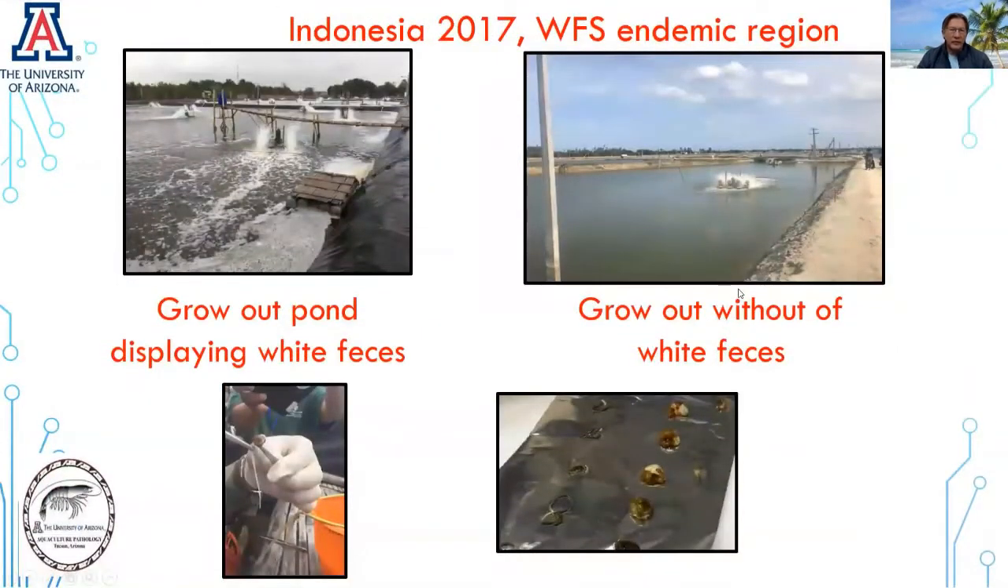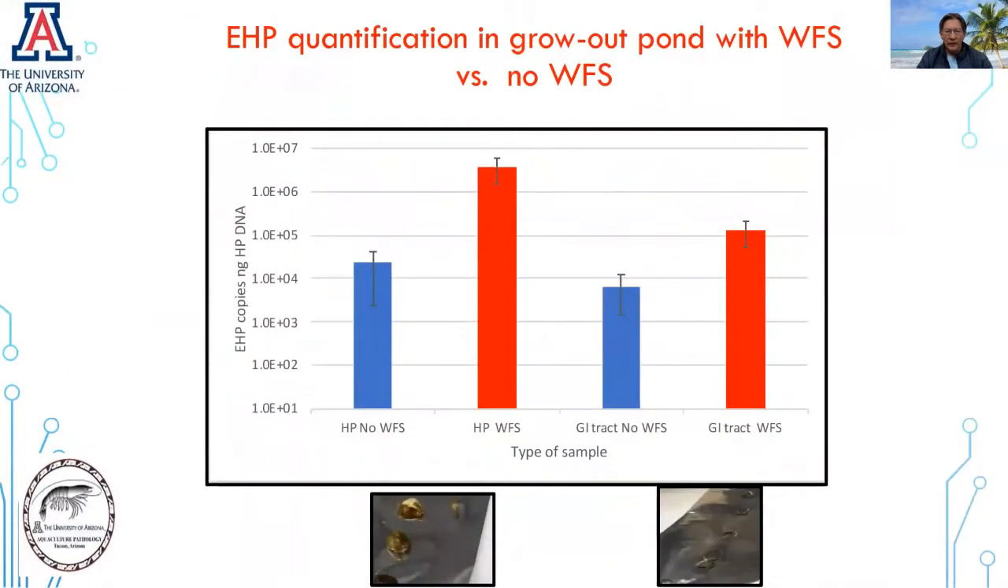The next year, in 2017, we decided to visit some shrimp farms, and we wanted to do a similar study. We took samples from the hepatopancreas and the GI tract in one pond displaying white feces and another pond without white feces. In this figure, we determined the EHP load by quantitative PCR. In the hepatopancreas samples of animals displaying white feces, the EHP load was significantly higher versus animals that didn't display the white feces discoloration of the GI tract.